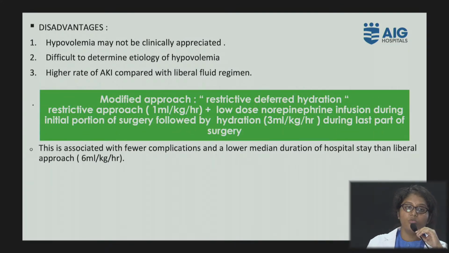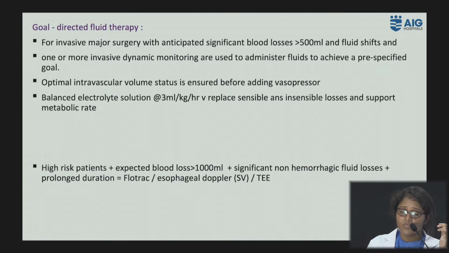So in order to overcome these things, there is a modified approach called restrictive deferred hydration, wherein a restrictive approach of 1 ml per kg per hour is given along with a low-dose norepinephrine infusion during the initial portion of surgery, which is followed by hydration during the last portion of the surgery. This is done in cystectomy patients, and it has shown that the patients have fewer complications and duration of hospital stay. Goal-directed fluid therapy, we usually go for a goal-directed fluid therapy.